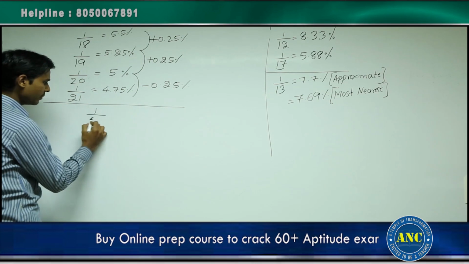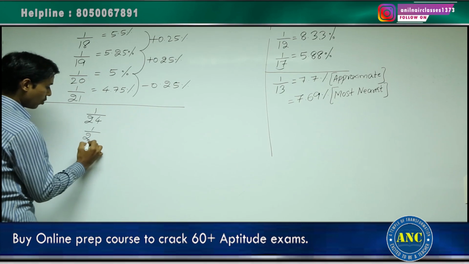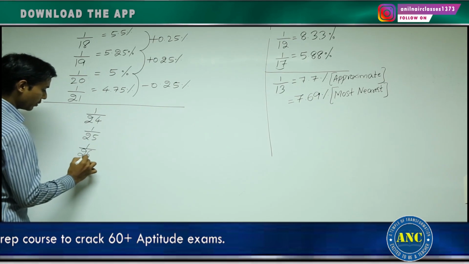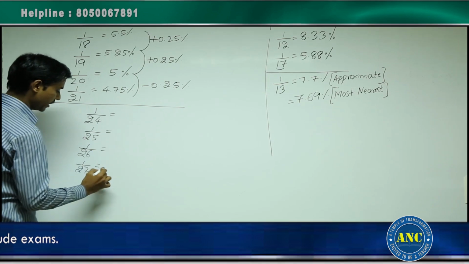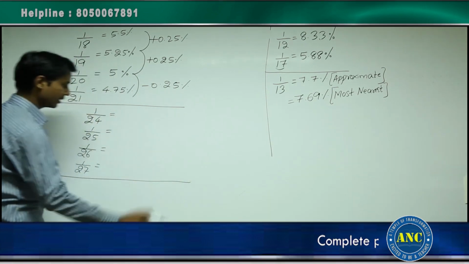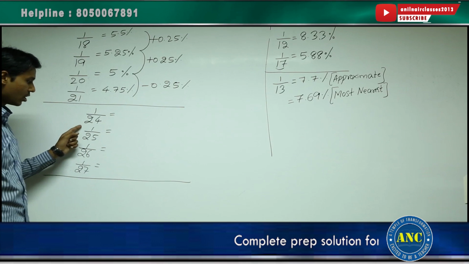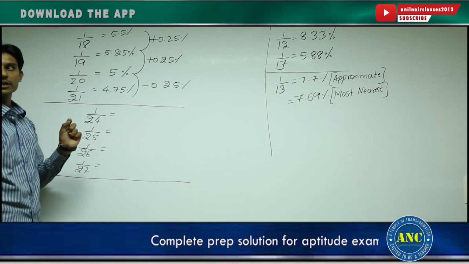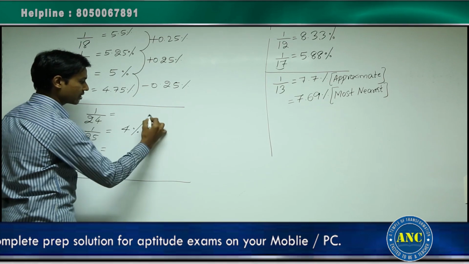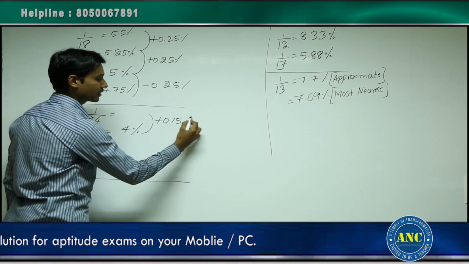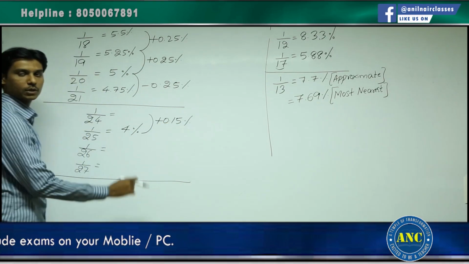Similarly, 1 by 24, 1 by 25, 1 by 26, 1 by 27. These 4 will have the same logic. See here. Easier to calculate is 1 by 25. 100 by 25 is 4%. Above one will go with a deviation of plus 0.15%. It is not 0.25 in this case, it is 0.15.